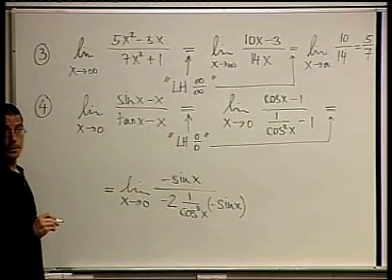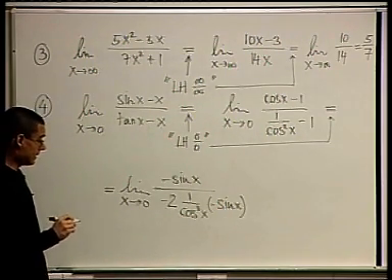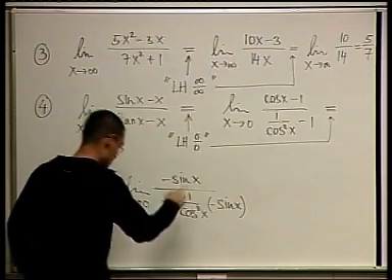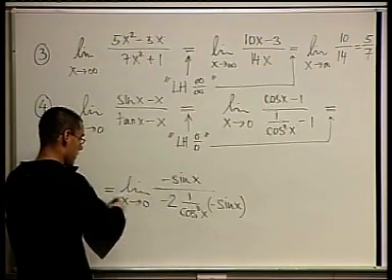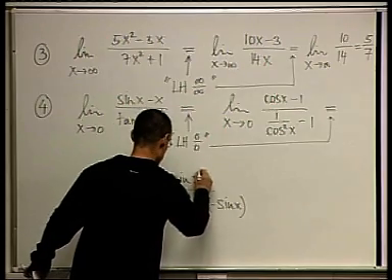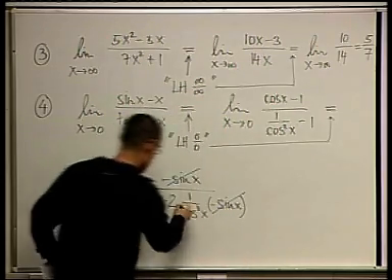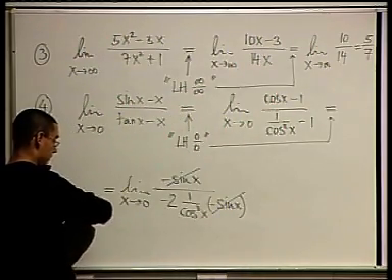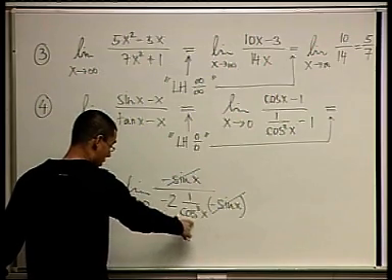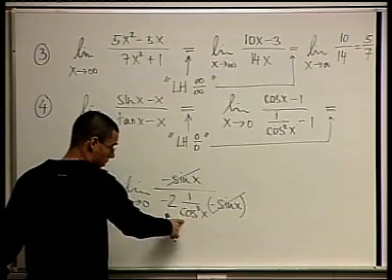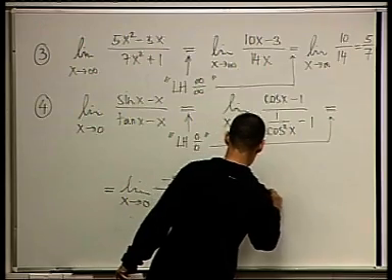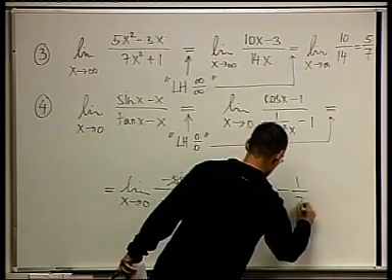Do you agree? And now these two cancel, the minus sign here and the minus sign here. And I get just this limit. So what's the limit? As x goes to 0, cosine goes to 1. So the limit is minus 1/2.